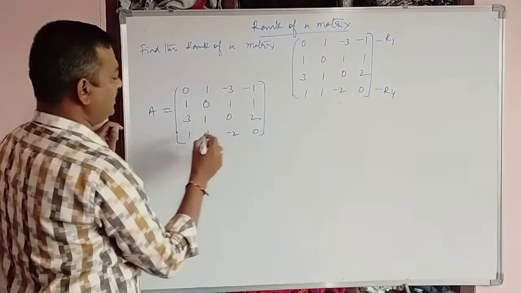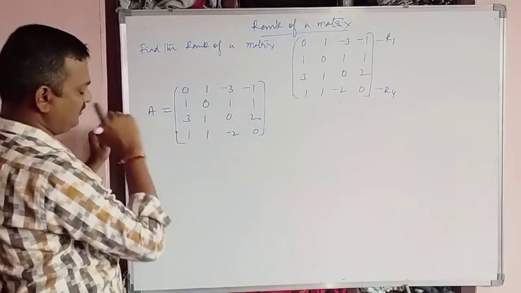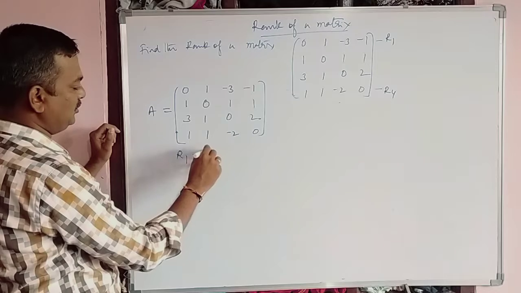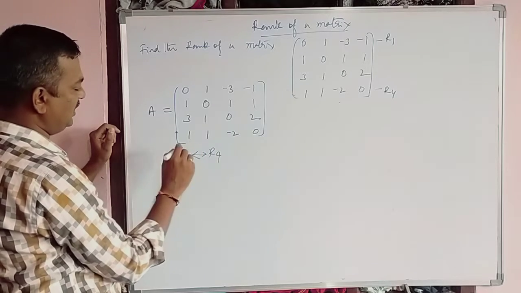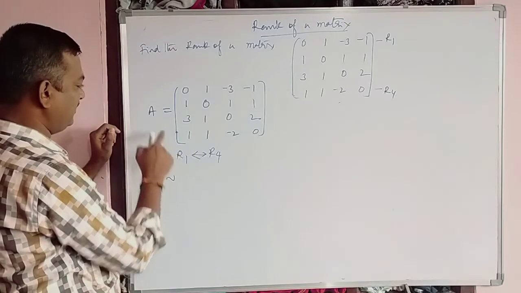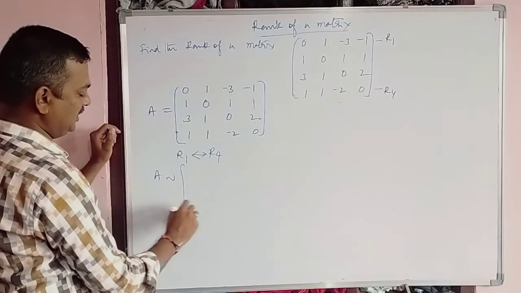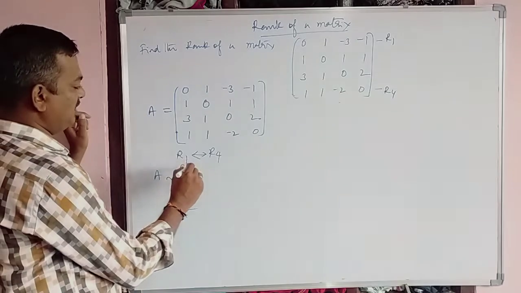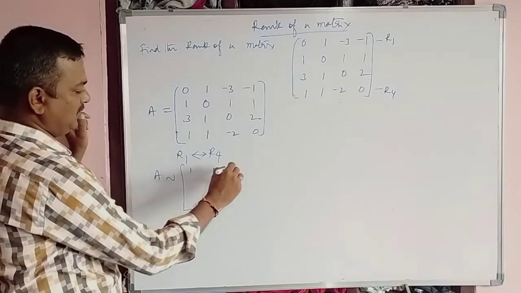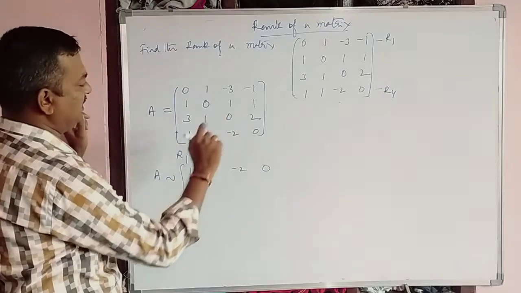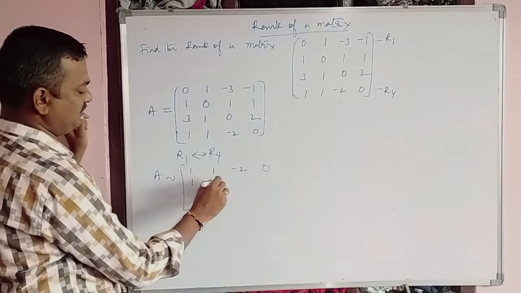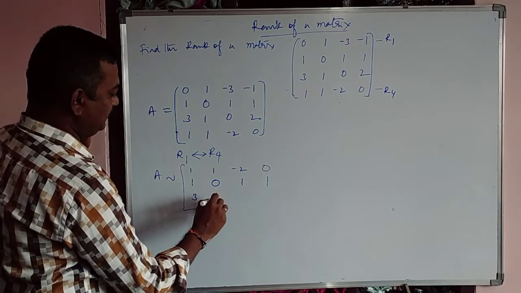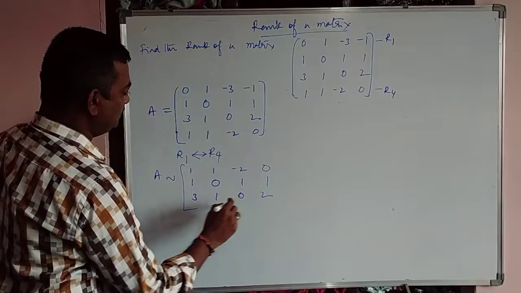So what I am doing first, I am going to interchange, as I know already, the first row, first column should not be 0. So I am going to change R1 to R4 and R4 to R1. From now onwards I am writing equivalent, students, not equal, because you know the definition of equivalent and equal. So now I am interchanging: 1, 1, minus 2, 0. The second row is fixed: 1, 0, 1, 1, 3, 1, 0, 2.